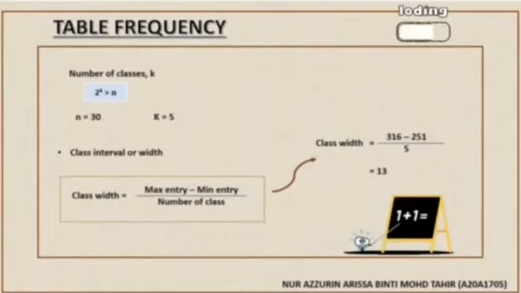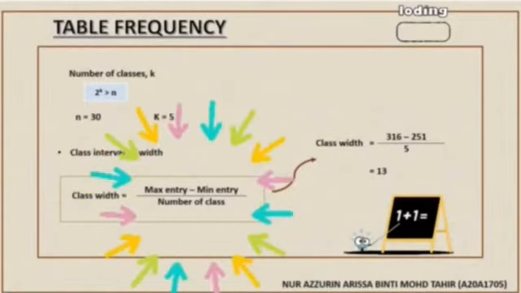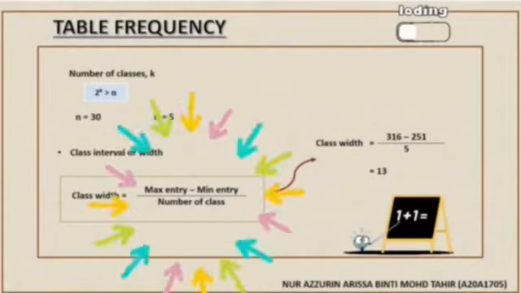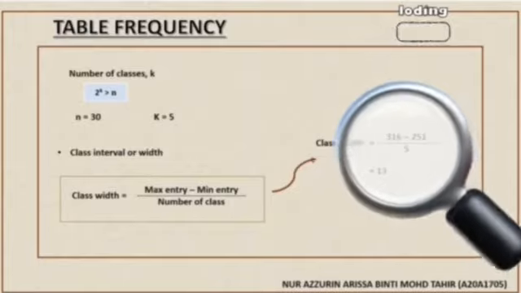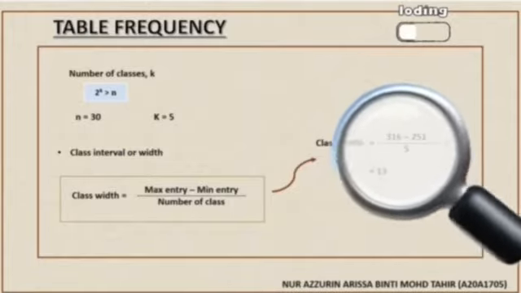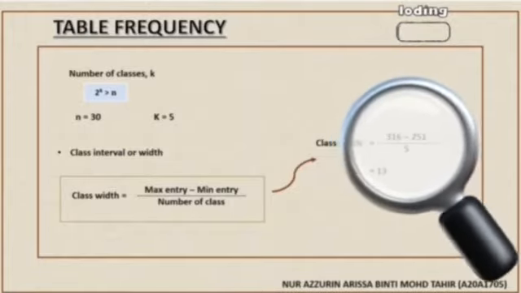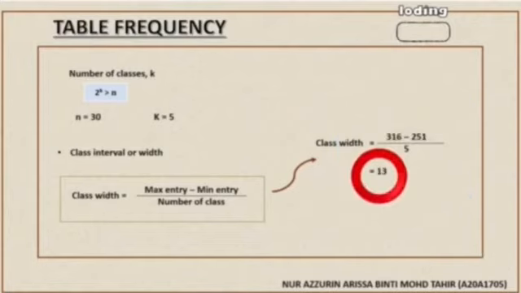Next, the class interval formula is class width equals maximum entry minus minimum entry divided by the number of classes. In the data given, 360 is the maximum entry and 251 is the minimum entry. So 360 minus 251 divided by 5, we will get 13.